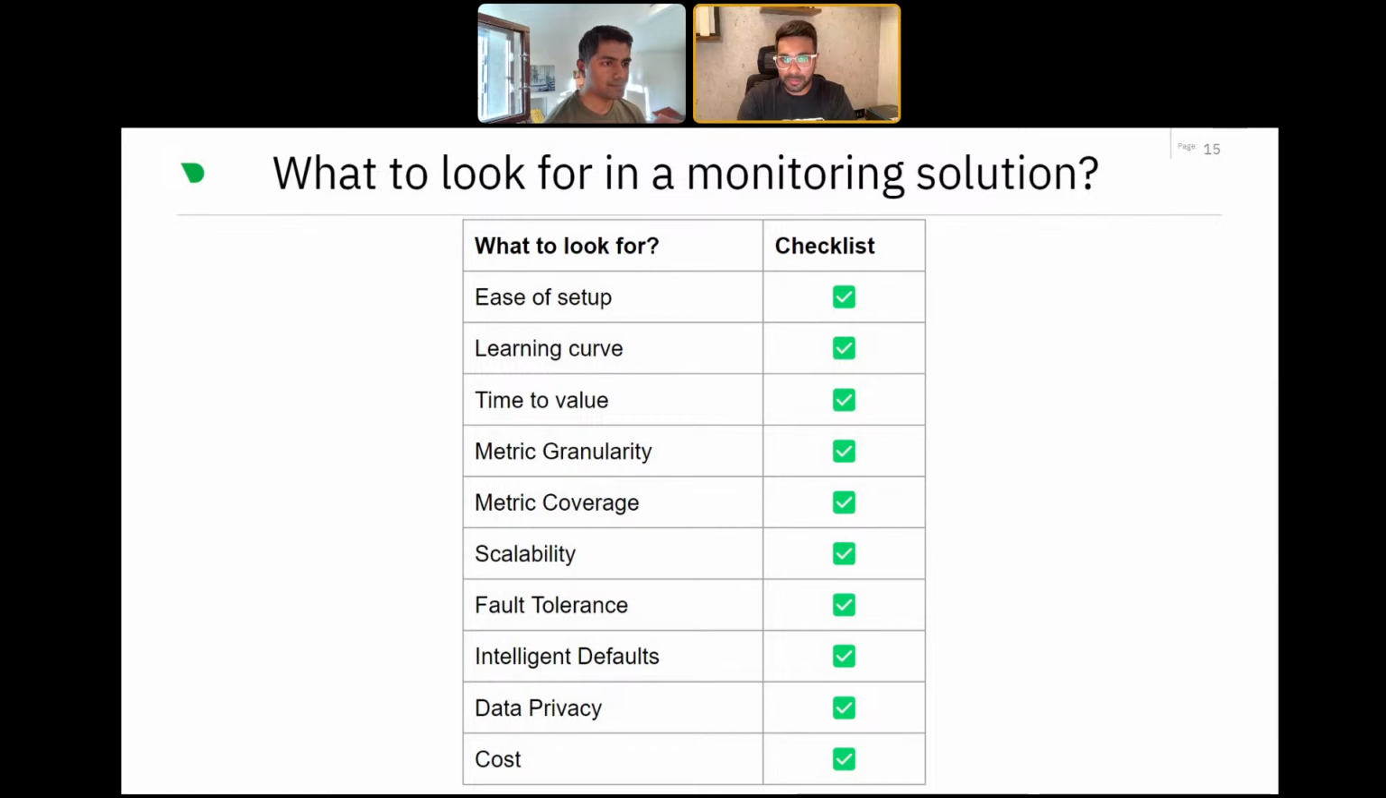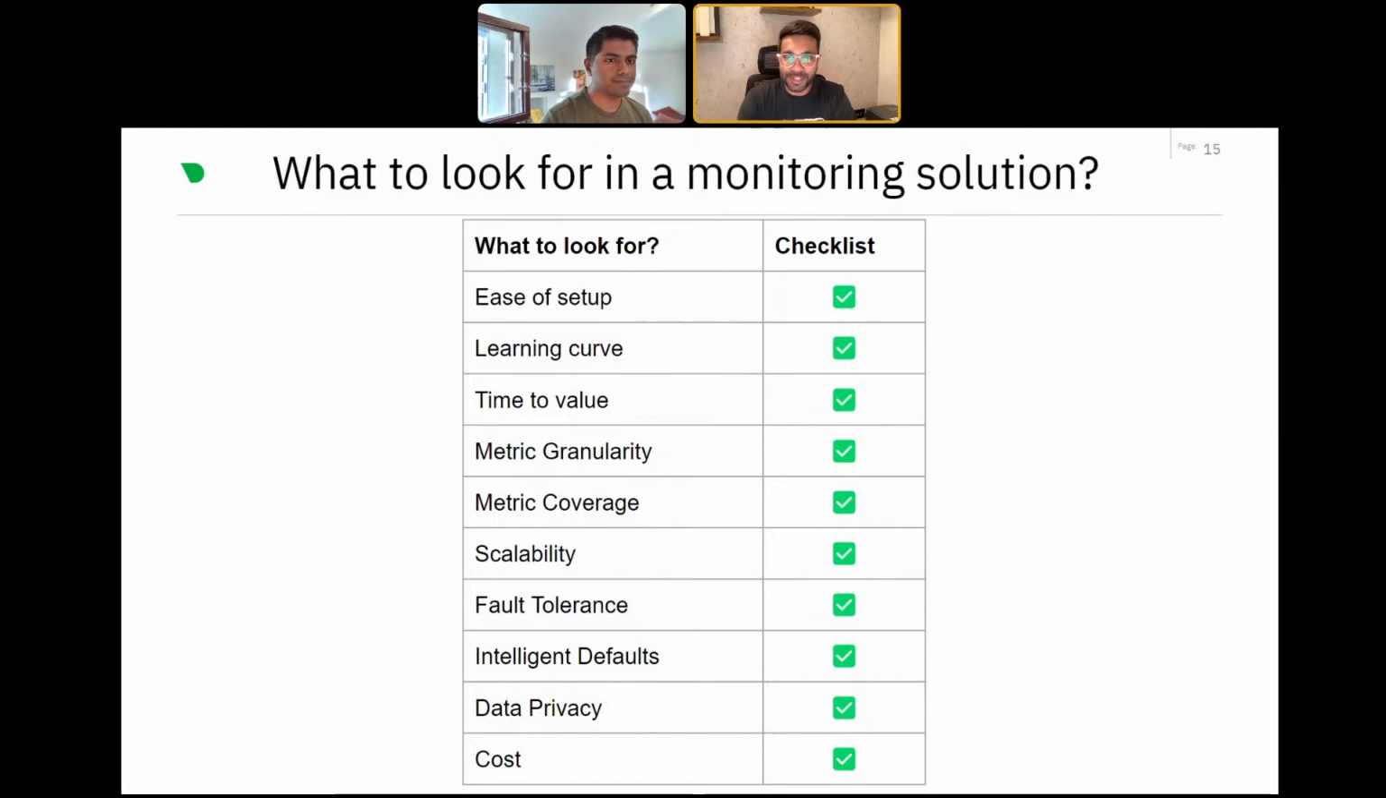Intelligent defaults. The monitoring solution should come with certain defaults that make meaningful sense to you, even if you have to customize it later on. But you need to be able to get started quickly. Data privacy, as we were talking, especially if you're dealing with a system that has confidential data or important data, you need to be careful about where you're sending out these metrics and data.